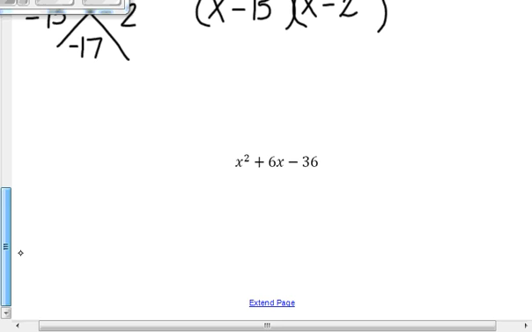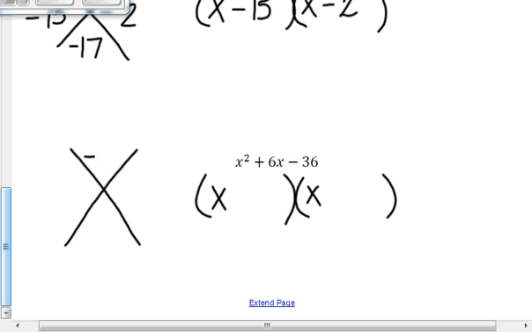For this next one, we do kind of the same thing. Put up your parentheses. What times what gives us x squared? X. What factors of negative 36, and instead of adding, we're going to subtract our factors. So what factors of 36 subtract to give us 6? This should actually be 5x. So what factors of negative 36 subtract to give us 5?